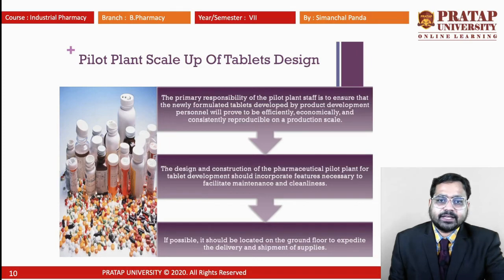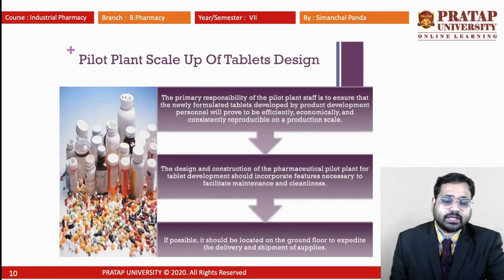So, pilot plant scale up of tablet designs: the primary responsibility of pilot plant staff is to ensure that the newly formulated tablets developed by product development personnel will prove to be efficient, economical and consistently reproducible on a production scale. They have to work technically, they have sound knowledge, they have to go for the documentation, and the product must be economical, the process must be economical, with safe hands.